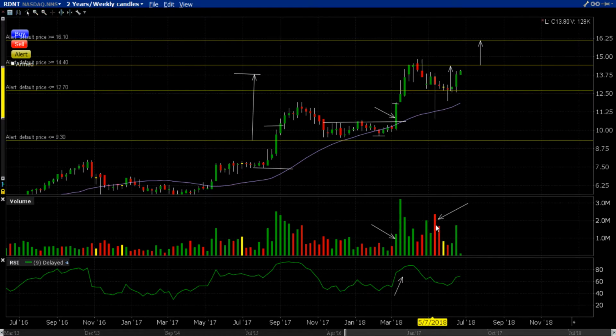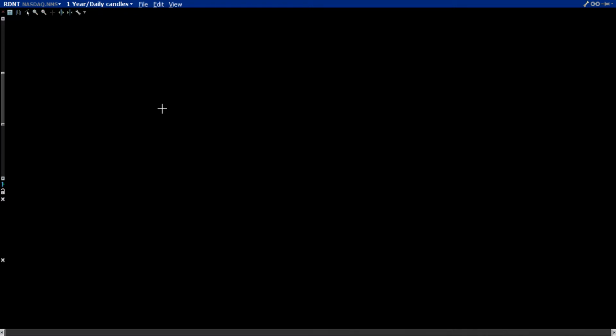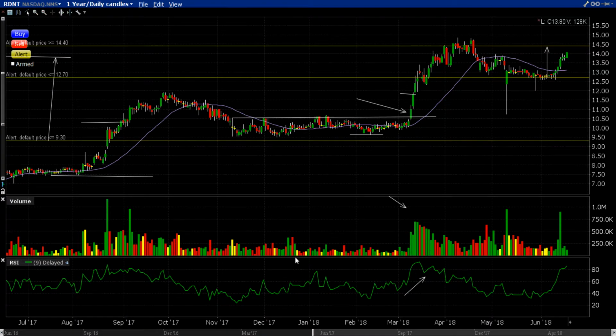But check out this candle. Look at the volume. Red candle. Patrick, that's not good. You told us pullbacks should be on low volume when the price action goes down. Well, let's go to the daily, guys. The daily is going to give us some granularity on that candle.